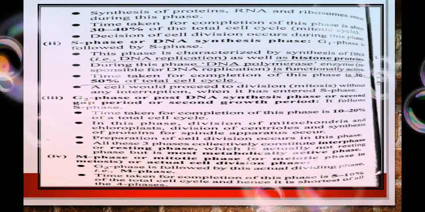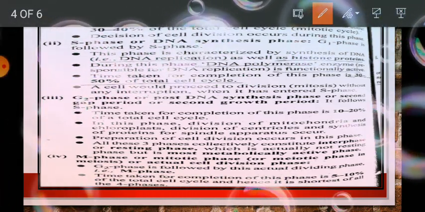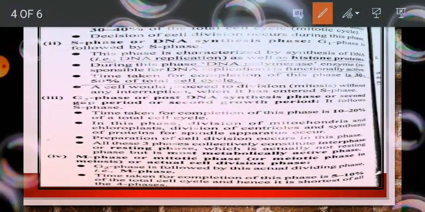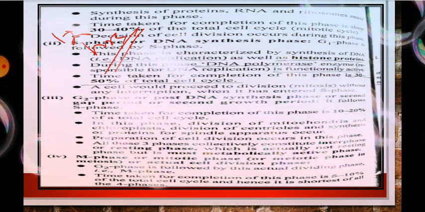In the cells, the G1 phase consists of 12 hours. The cell takes 12 hours to complete this phase. In case of the G1 phase, the time duration is 12 hours.